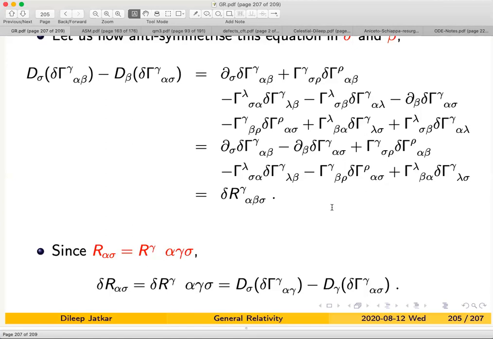Now you can go back and check that this expression is the same as the variation of the Riemann tensor.